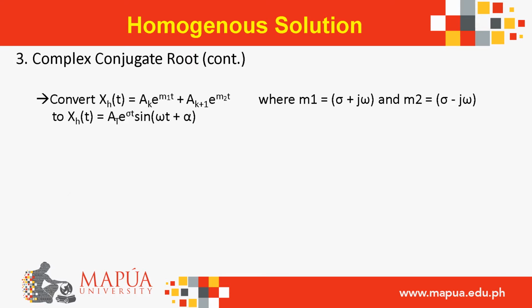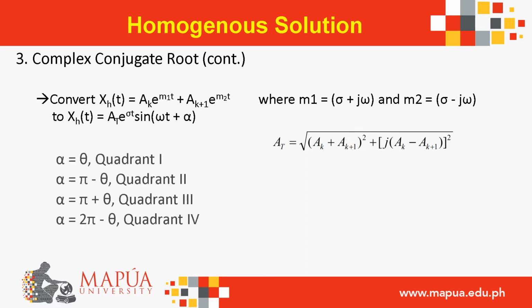The homogeneous solution given a complex conjugate root is equal to x sub h of t equal to a sub total e raised to sigma multiplied by t sine omega t plus alpha, wherein the a sub total will be calculated using the formula given to the right of the slide, and the alpha will be calculated using addition and subtraction within the given reference.